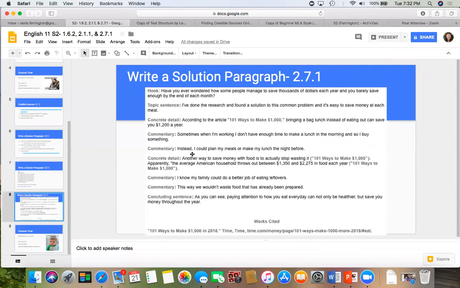They give you 2 commentary sentences talking about how they feel about this idea of bringing a bag lunch, and then they give you another concrete detail. This concrete detail gives you what we're assuming is a paraphrased item here, and then they're citing it at the end because they didn't include it in the intro. And then they're giving you another thing that is quoted with another parenthetical citation. 2 more commentary sentences talking about this, and then the concluding sentence with the citation at the very bottom.